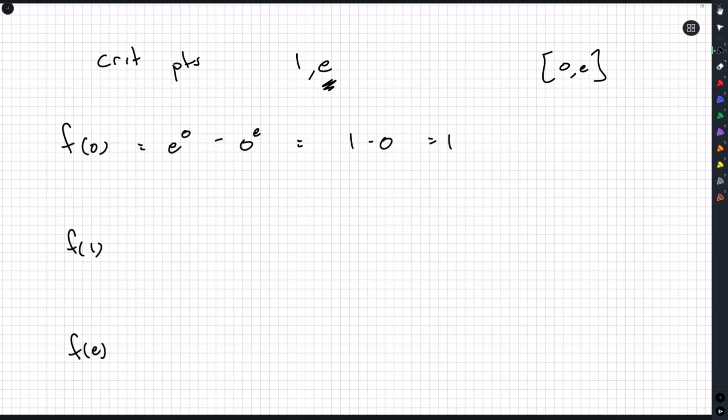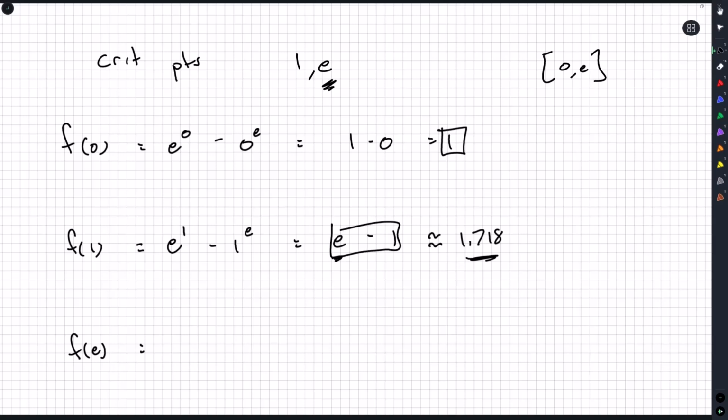That's currently the leader. That's both the absolute max and absolute min as far as we can tell right now, but we do have, of course, these other values to check. So e to the 1 minus 1 to the e. So that's going to be e minus 1. E is about 2.718. So this is about 1.718, and we do that, no need to grab a calculator or anything like that, just some basic knowledge of e, but we can tell, okay, that's bigger than 1.